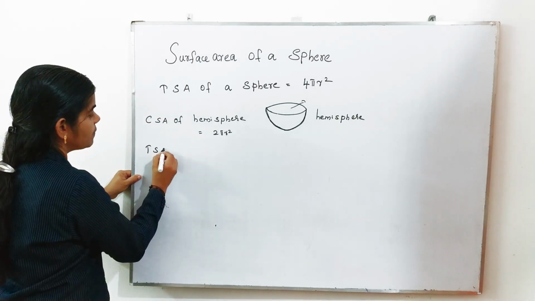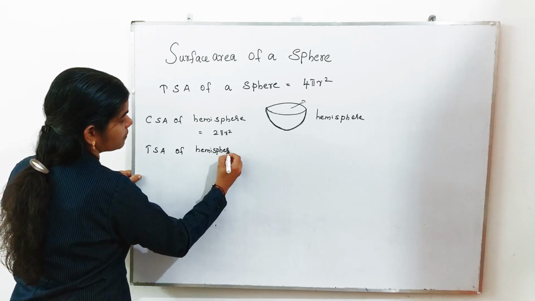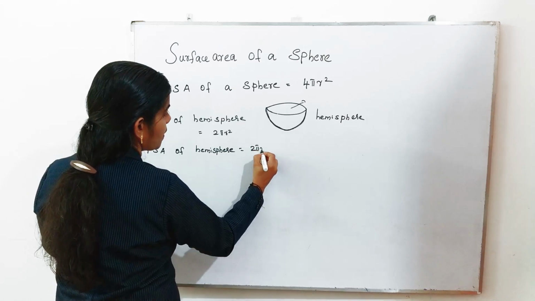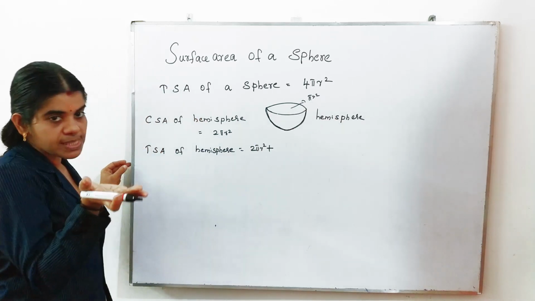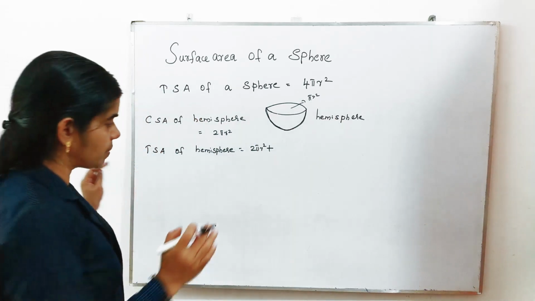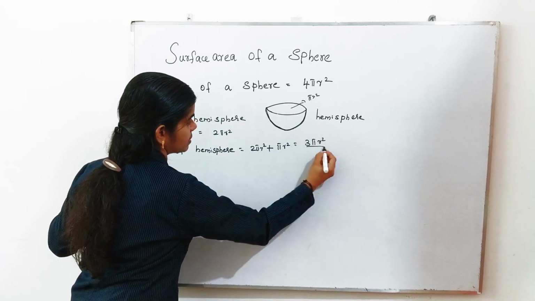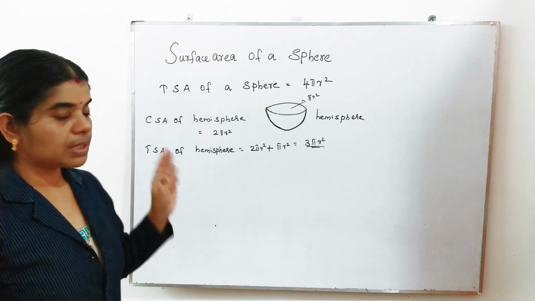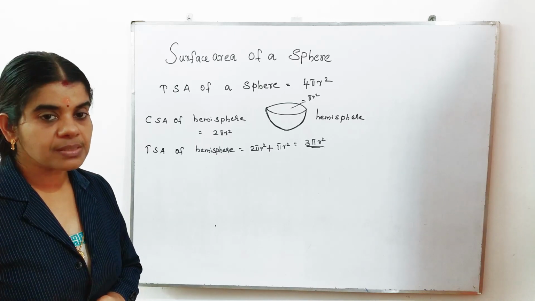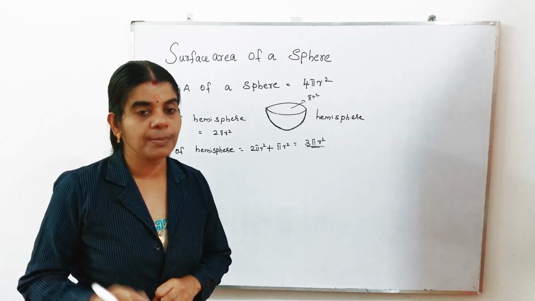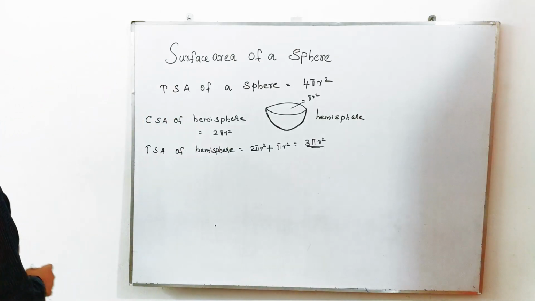So TSA of hemisphere is equal to 2 pi r square plus this part area, which will be pi r square. One more circle part is there. Its area will be pi r square. Then 2 pi r square plus pi r square is equal to 3 pi r square. So total surface area of a sphere is 4 pi r square. TSA of a hemisphere is 3 pi r square. CSA of a hemisphere is 2 pi r square. All those things you want to keep in mind. We can do one question.